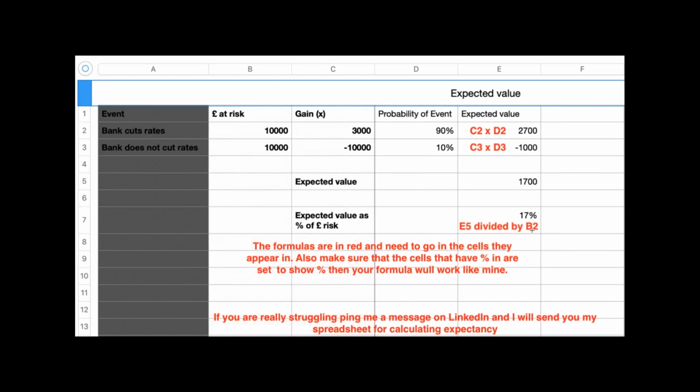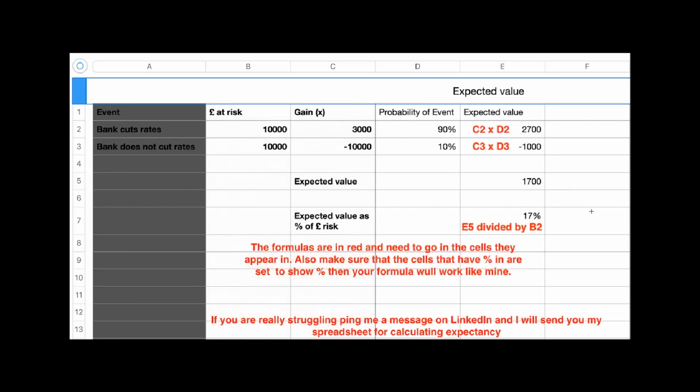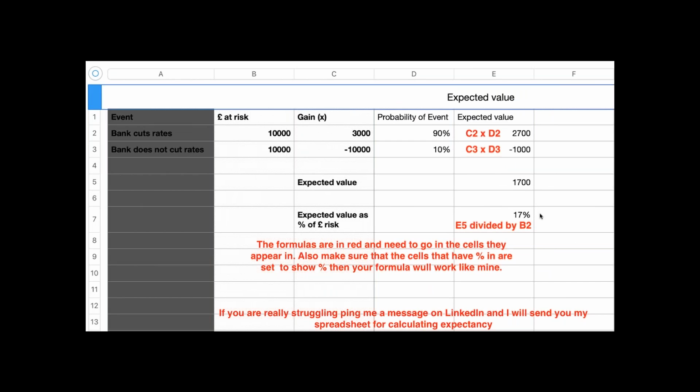If you want to set this up for yourself, this is what you do. Wherever you see the red, take a screenshot of this now before it goes, and then I'll explain it to you. If you do C2 times D2, that is the gain times the probability. So you can see 3,000 at 90% of the time, your expected value is 2,700. If you lose the full position, minus 10,000, but only a 10% chance of it going wrong, you get minus 1,000. The total expected value is 1,700.